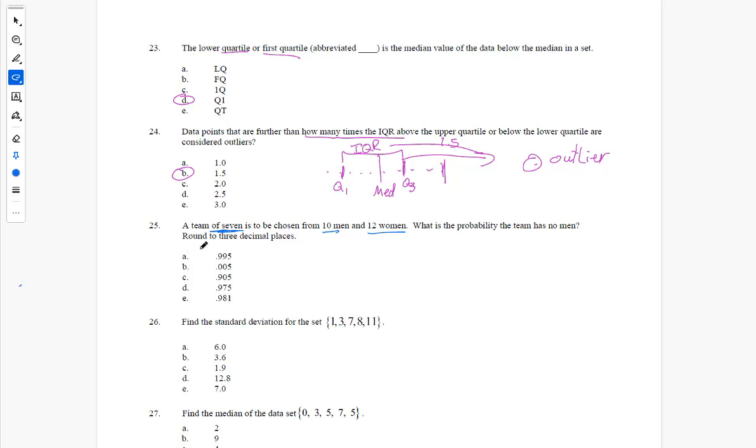This one's a little bit tough. It takes some thinking. So probability is the part. This would be that no men are on the team, and this would be how many total possibilities of teams. Here, this one's kind of nice because we have 22 people and we're taking a team of 7. So this is 22 choose 7. That's our denominator right there.